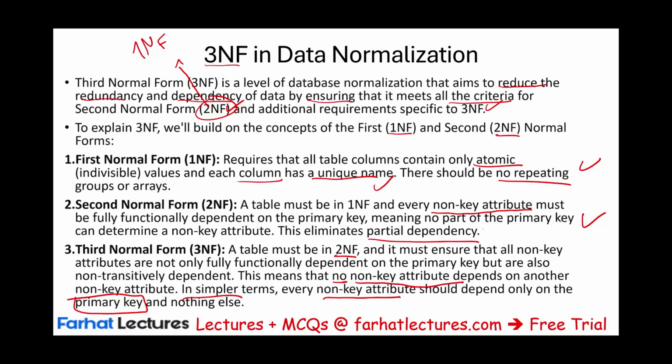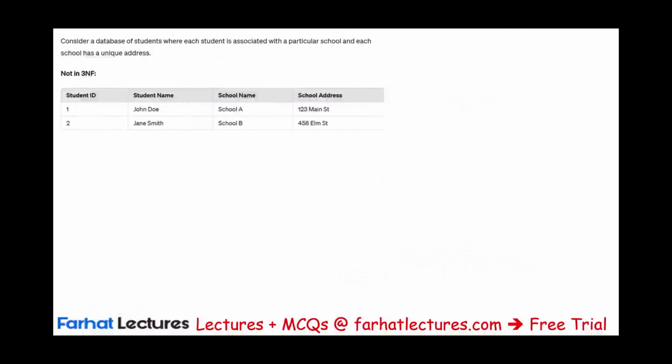Now, the best way to illustrate this is to show you an example. But simply put, a non-key attribute cannot be dependent on another non-key attribute. Everything should be dependent only and only on the primary key. To illustrate, the best way to do so is to look at an example to show you how this works. Let's take a look at this database to illustrate the concept.